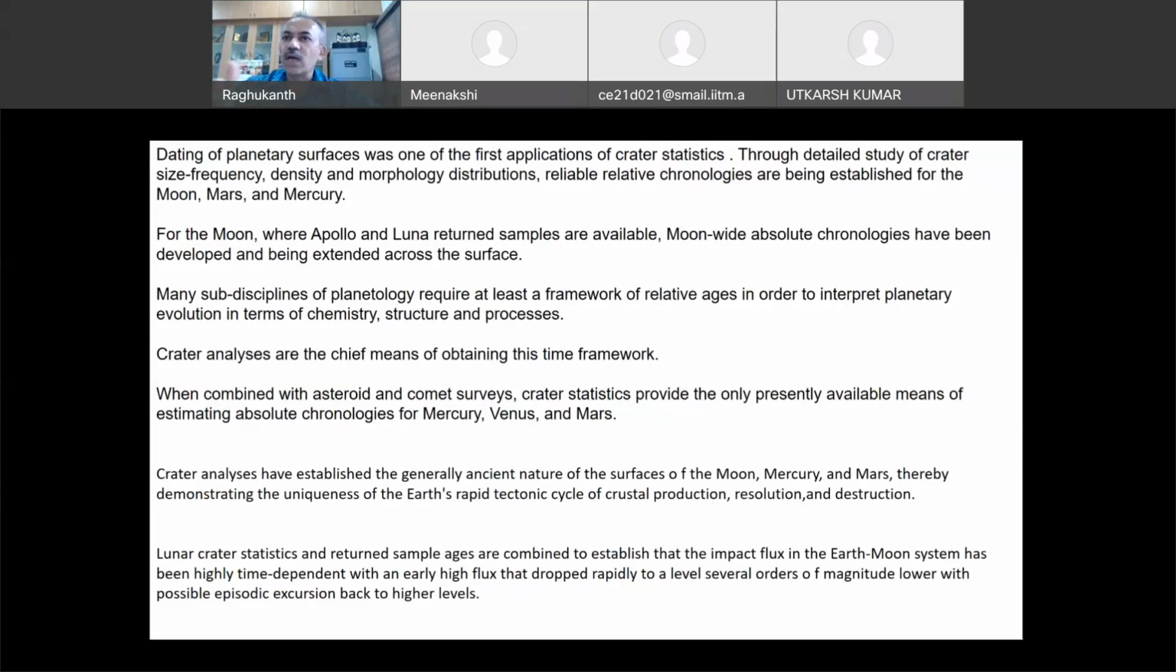Of course, the Earth we have also used, and it has been calibrated also. And of course, the lunar crater return sample ages and the impact fluxes have all been estimated using the crater population statistics.